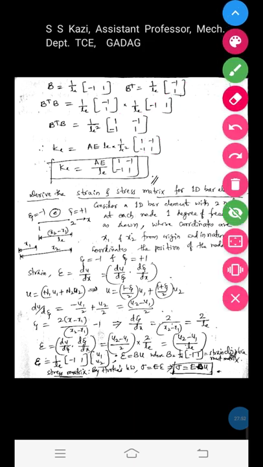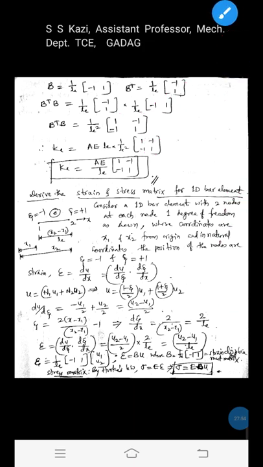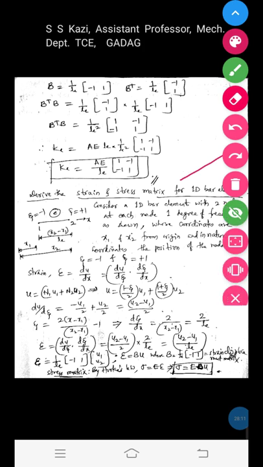Okay. Now next we will move on to derive the strain and stress matrix for a 1D bar element. How to derive the strain and stress matrix? We know that by using the definition of strain and stress and Hooke's law from the strength of materials, we can derive this strain and stress matrix.